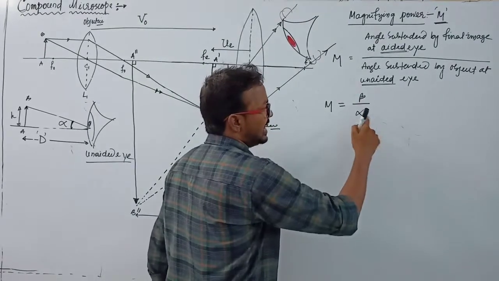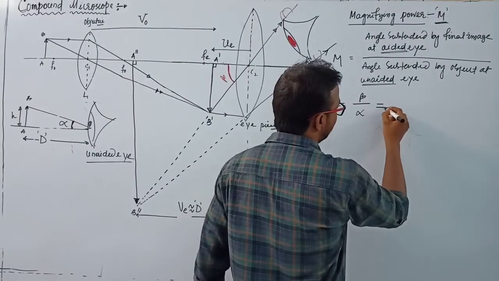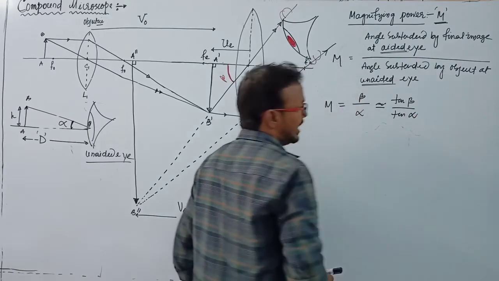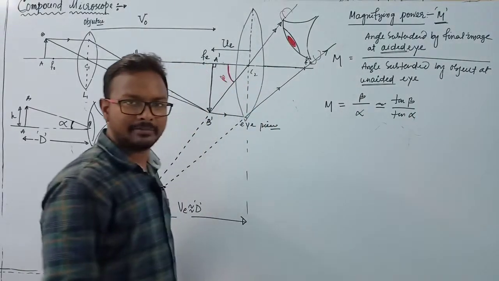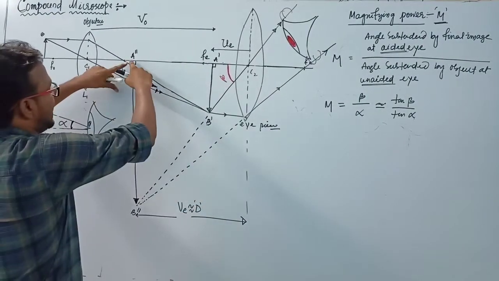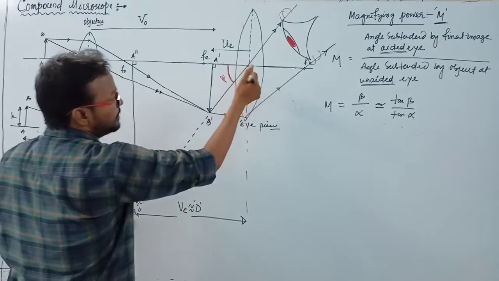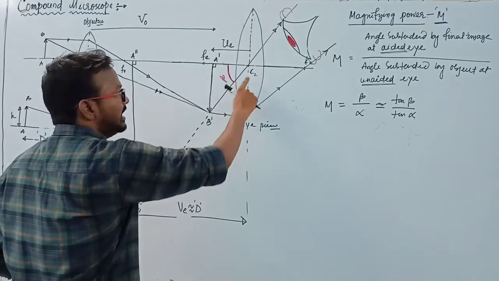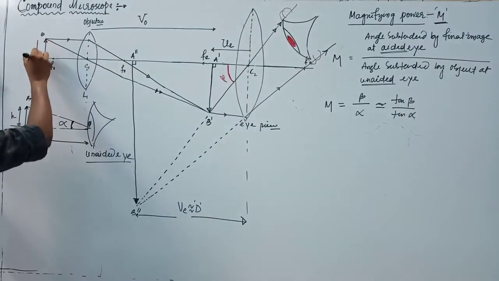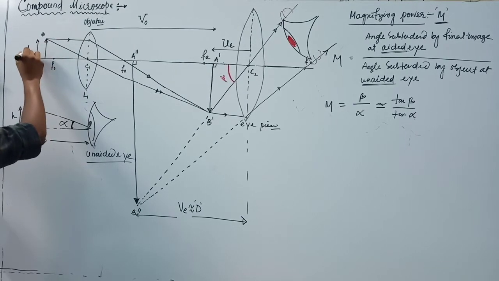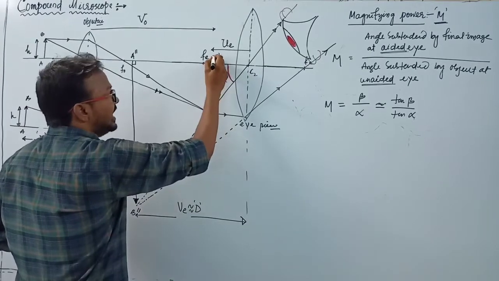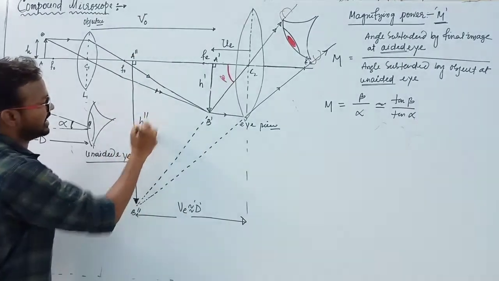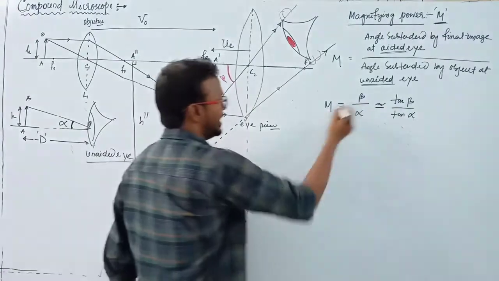But here alpha and beta are very small quantities, so they can be replaced by their tangents. We can write tan beta, which is nearly equal to, and tan alpha. Now we have to find the value of tan beta and tan alpha. So there is a right angle triangle A double dash B double dash C2, and this beta can be calculated from this triangle. Suppose the object height is taken to be H. Now this is the image A dash B dash, suppose we take H dash, and finally A double dash B double dash, we can take H double dash. Clear? So now we have to find tan beta.